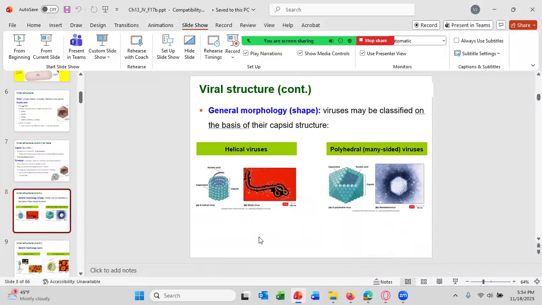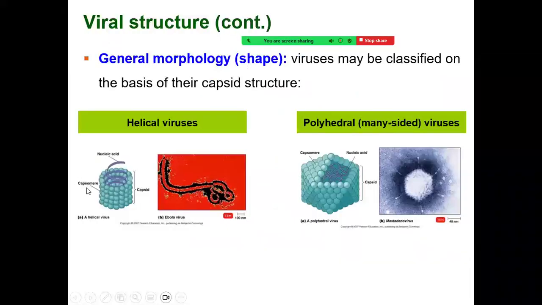Let's talk a little bit about the general morphology of viruses. Morphology means shape. Viruses are classified on the basis of their capsid structure. We have three virus shapes based upon their capsid. We have a helical virus. Let me blow this up. Shown here, which has a helical capsid. And this, actually, the entire virus is in a helix.